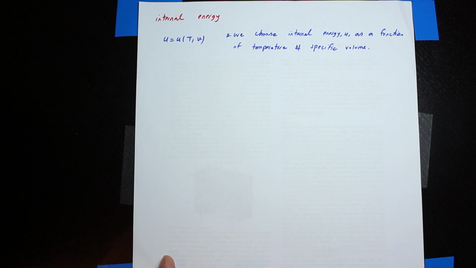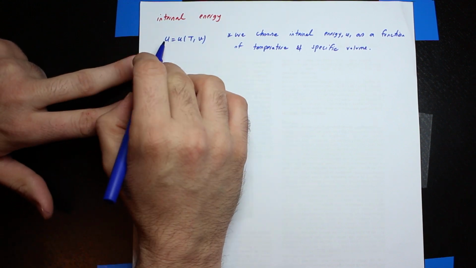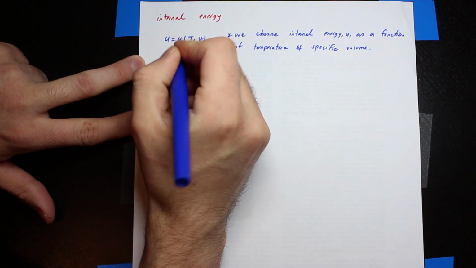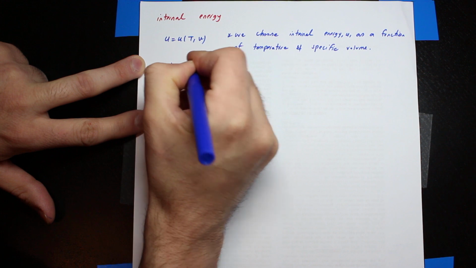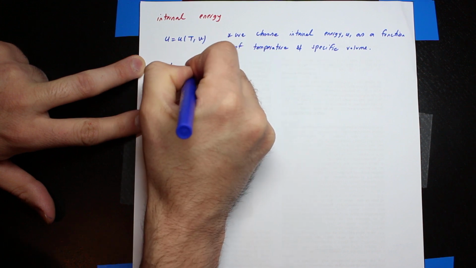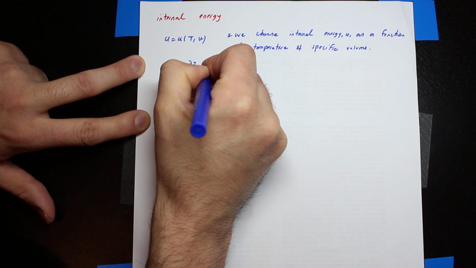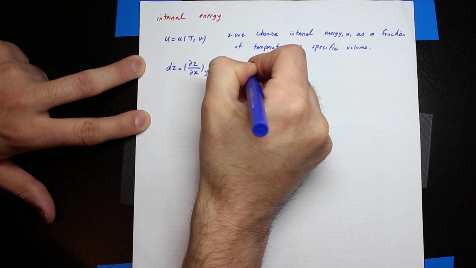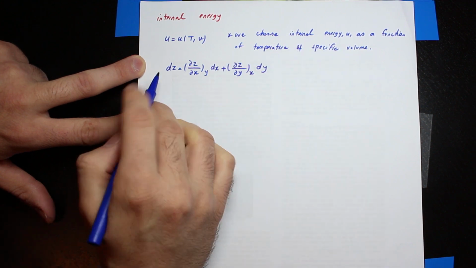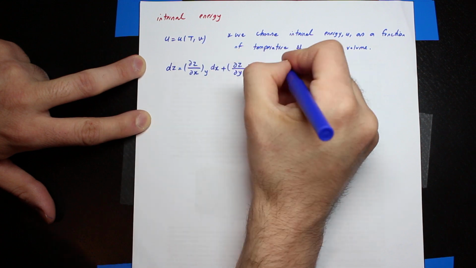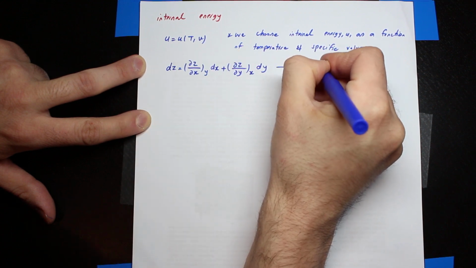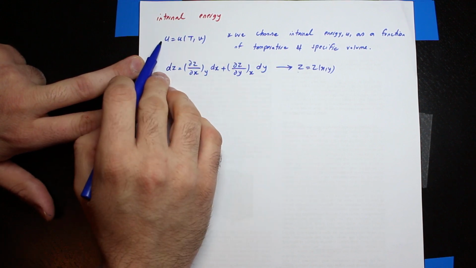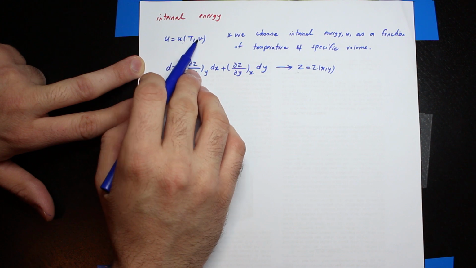Okay, so if U depends on two properties, I can utilize the general form of the total derivative. So dz in general is partial z partial x when y is constant multiplied by dx, plus partial z partial y when x is constant multiplied by dy. This is the general form when z is a function of x and y. Now here, my z is internal energy U, and x and y are temperature and specific volume.